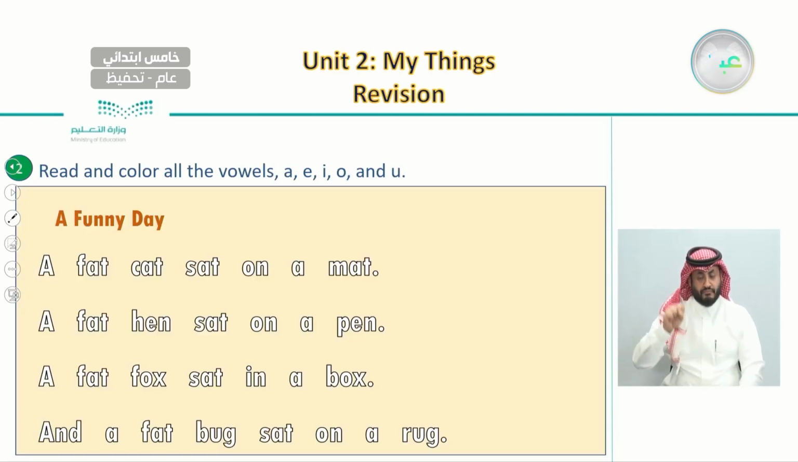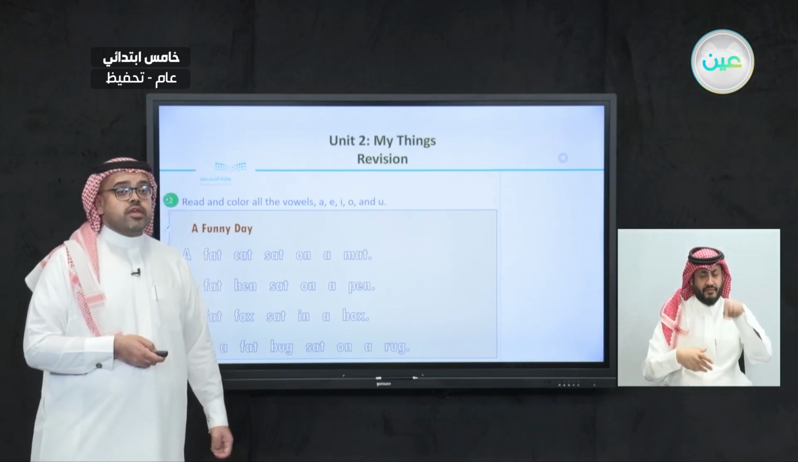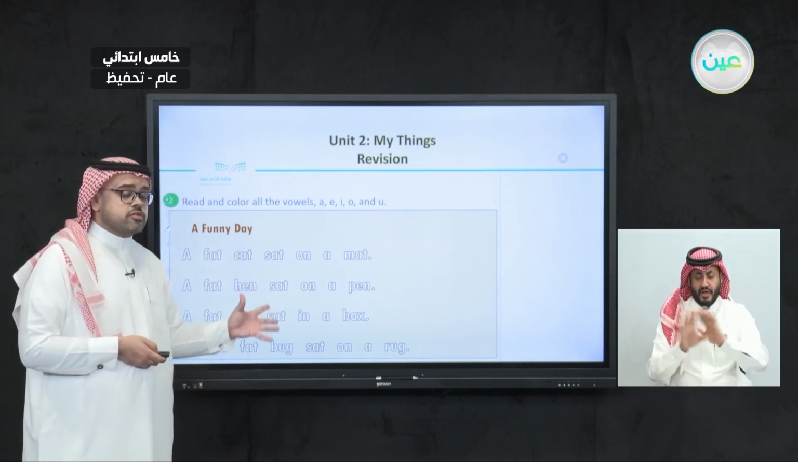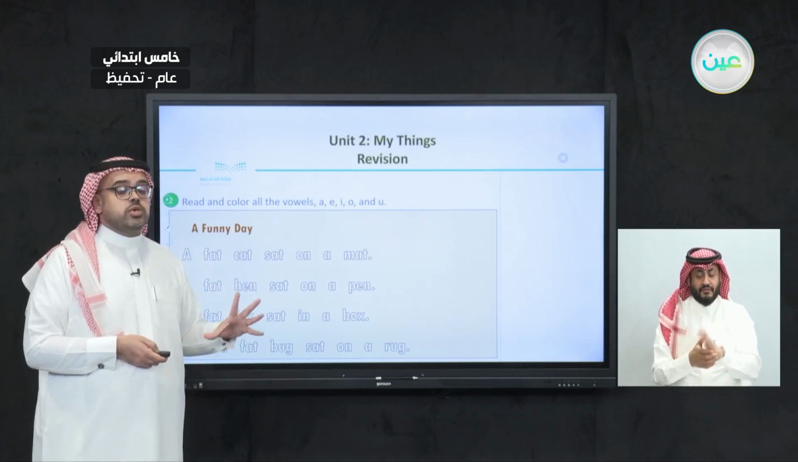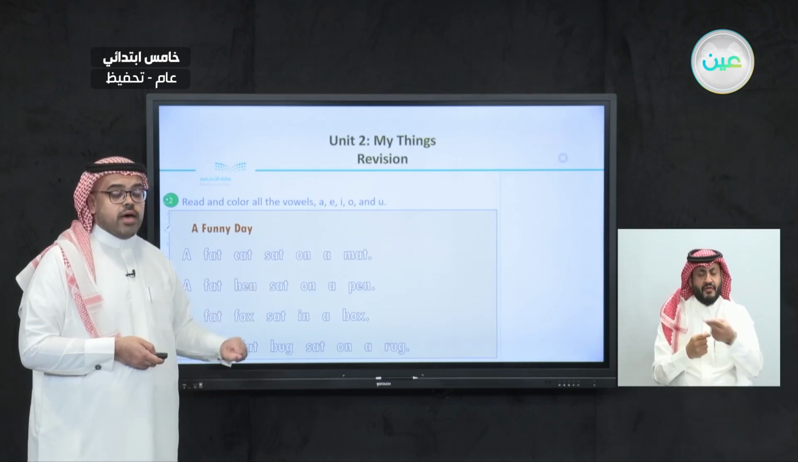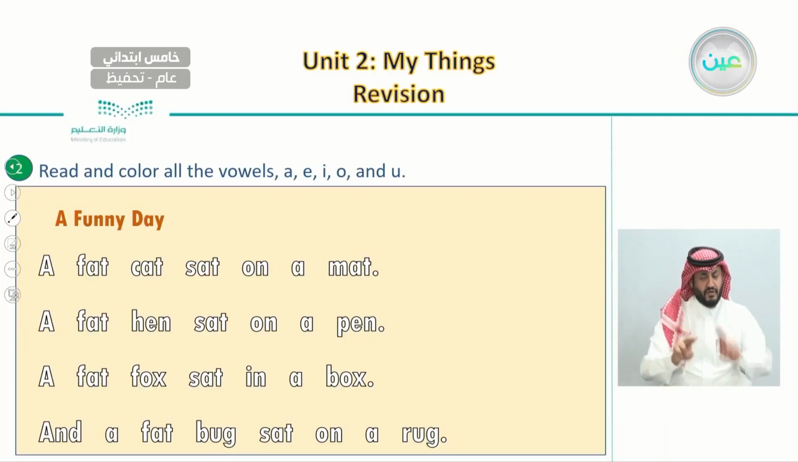And after this, we read a story that is called A Funny Day, where we said that after listening to this story or after reading this story, it is important that we try to color the vowels. And what are vowels, you said? Vowels are A, E, I, O, and letter U.